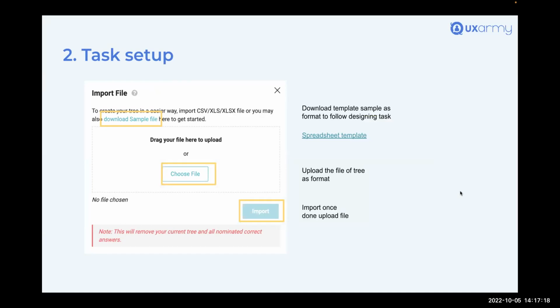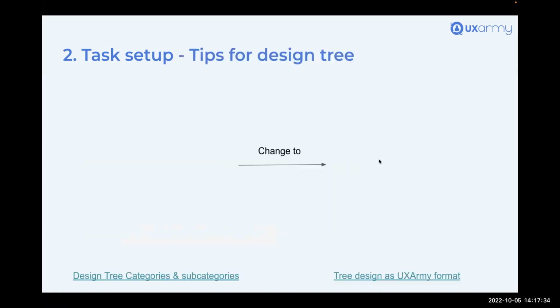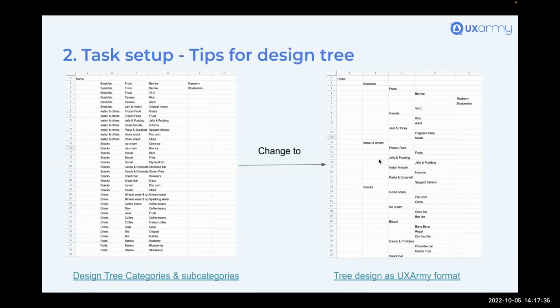The next is setting up the task through importing the file. We have provided the spreadsheet in here. You can download it from this button, or you can see it from this link. For example, you have your tree already. You prepare your categories, subcategories, and sub-children of the subcategories.